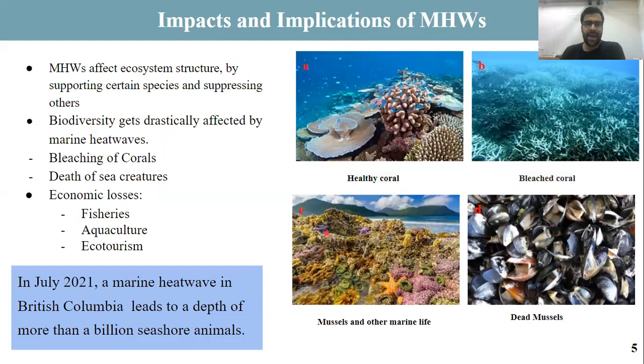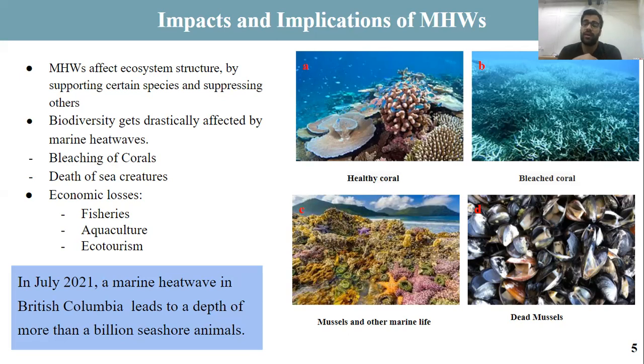So what are the impacts and the implications of the marine heat waves? The marine heat waves can actually affect the ecosystem structure, as they can support certain species to grow and suppress certain species. And also the biodiversity gets drastically affected by the marine heat waves, like the bleaching of coral, the symbiotic association between the zooplankton and phytoplankton gets disturbed, and death of the sea creatures.